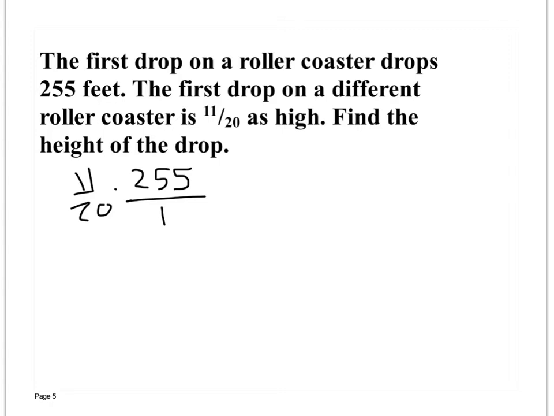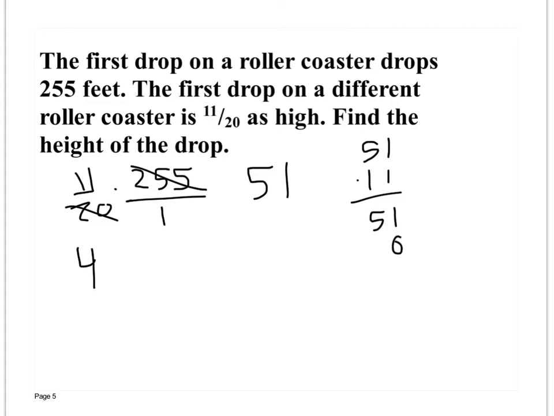Is there anything I can reduce? Yes. What can I take out? 20 and 255. What am I taking out of both of those? 5. 20 divided by 5 is 4. 255 divided by 5 is 51. So then what I do is I now have 51 times 11. I have to find out what that is. So it's 561 over 4.